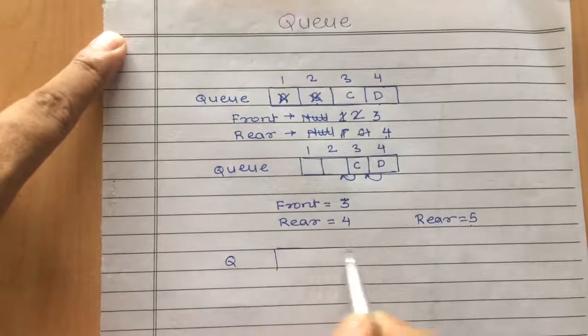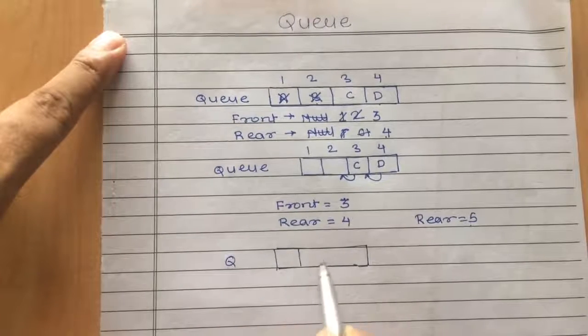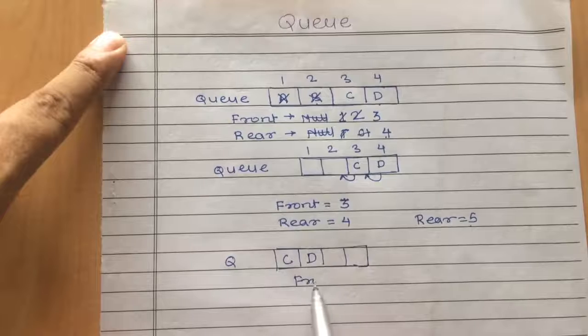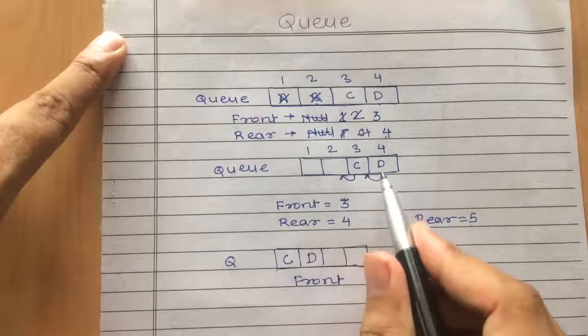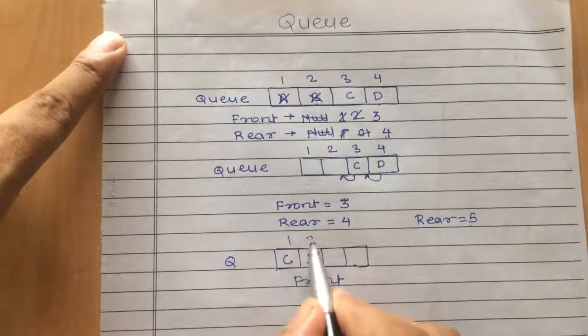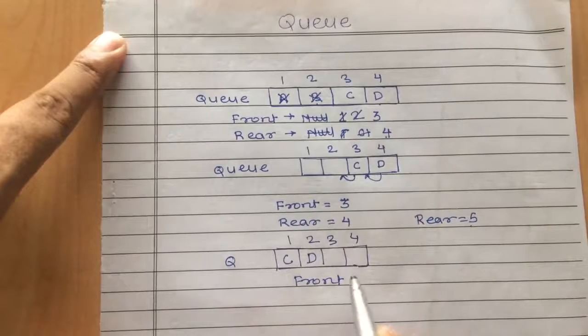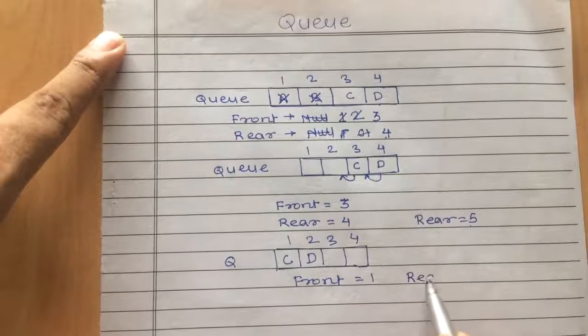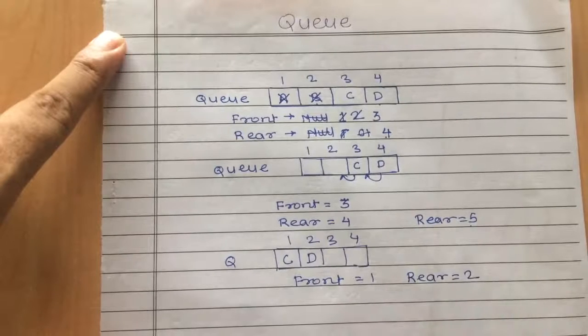So this is Q. Okay, I will draw the same in fast. So C will come over here, D will come over here, and as per shifting, we have to change the values of front and rear. So in this case, initially front was 3 and rear was 4. Now after shifting, our front becomes 1 and our rear becomes 2. Okay, now by simply increasing the value of rear by 1, rear is equal to rear plus 1, 3, we can add another element in this queue.